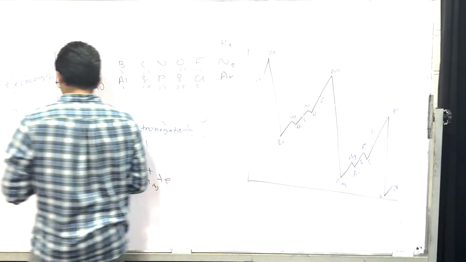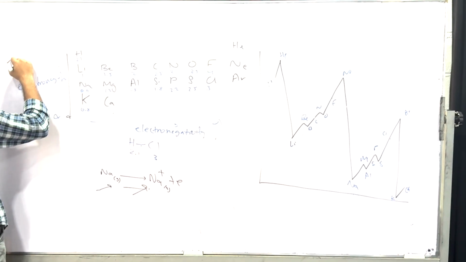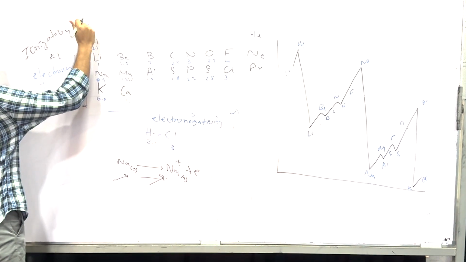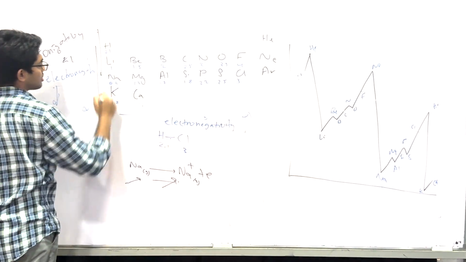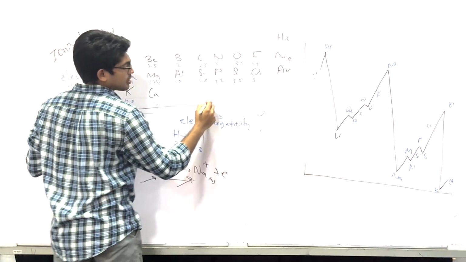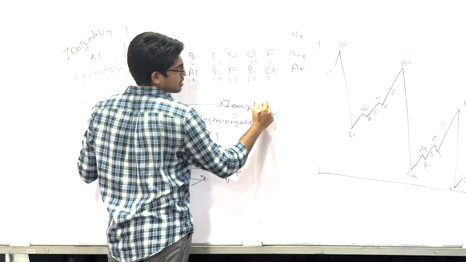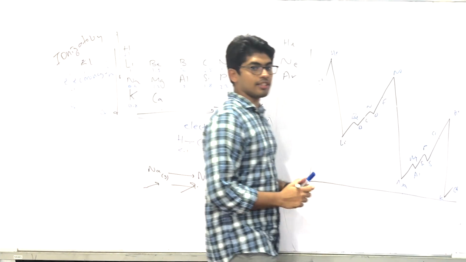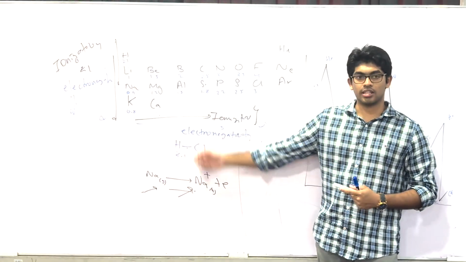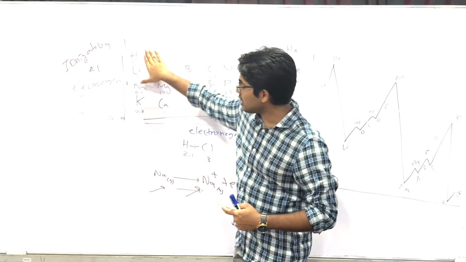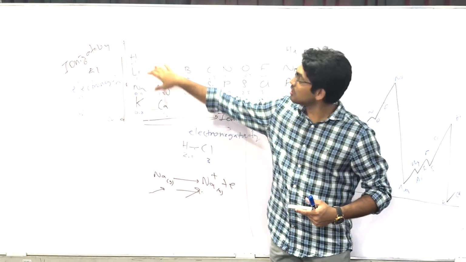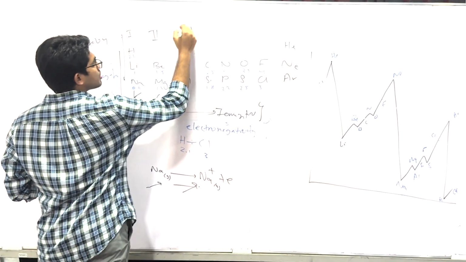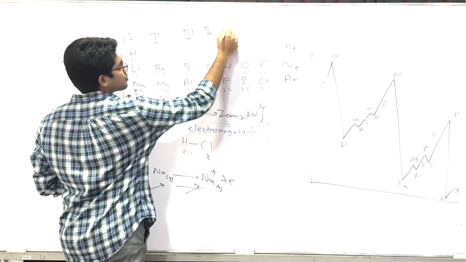Right. So let's write on the board. Ionization energy decreases down the group, and ionization energy increases across the period. Well, what are the other things that we can say by looking at this? Now, here in the periodic table, there's one more thing. This is group 1. We are using Roman numerals to name the groups.